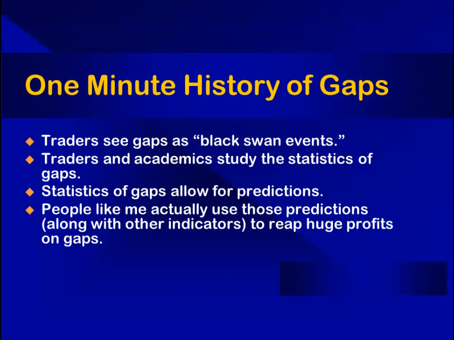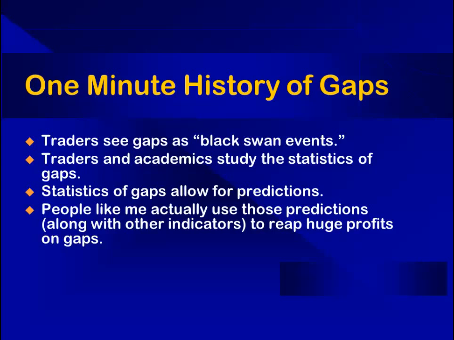Now I'm going to give you a quick history of gaps. When people first saw gaps, they saw them as black swan events because they usually followed a news report or an earnings report, and it was kind of unpredictable to say the stock would jump to a certain place. And actually that is still pretty much true. You can see when the earnings reports are coming out. But usually you can't predict if that earnings report is going to give you a gap that goes up or a gap that goes down.